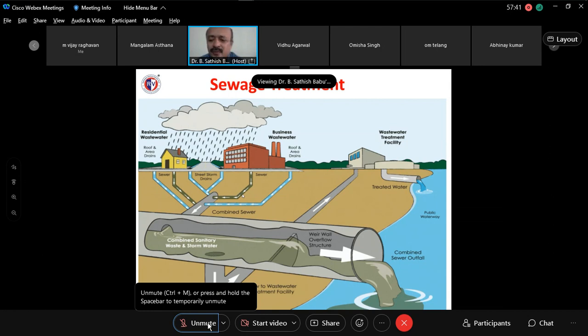It will have more organic and inorganic loads, especially the sewer discharged from household activities, which will have more organic load than inorganic load. And the sewage generated from industrial activities will have both organic as well as inorganic load. So these are more polluted water, and we are mixing them along with the roof area drains and street storm drains.